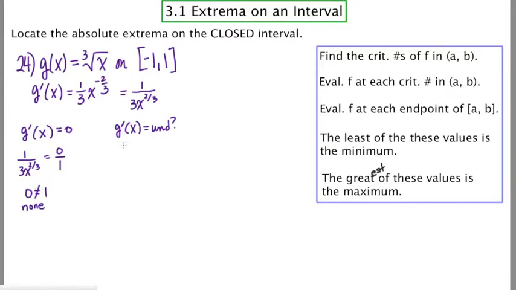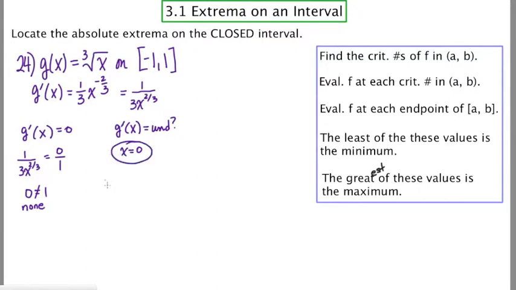Now when I look where is the first derivative undefined, I say, well, for the first time in all the examples that I've done on the computer here, we have a denominator that has a variable in it. And if that variable is 0, we get an undefined situation. So we know that x being 0 will make the derivative undefined. So this is our critical number.